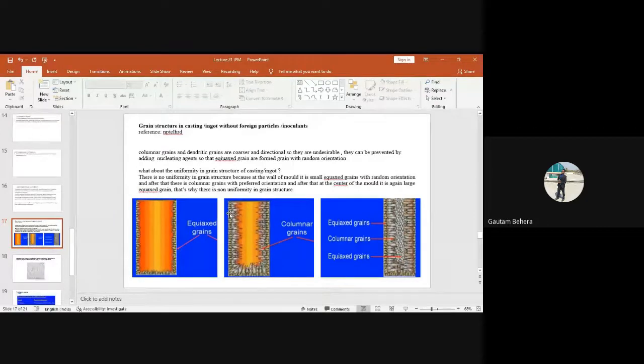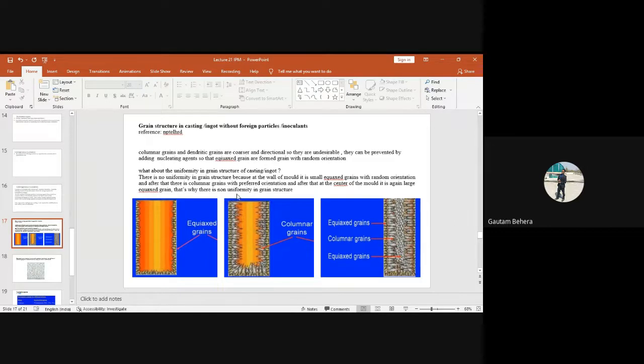So the first grain which has formed along the mold wall is called equiaxed grain, which is small in size. Adjacent to the equiaxed grain, we have columnar grains. Columnar grains have preferential orientations. They are oriented towards the center of the mold. In this direction, they are left to right. Here, they are right to left. At the bottom, that is bottom to top direction.